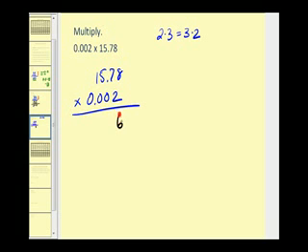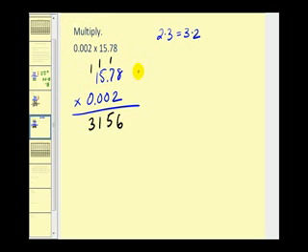8 times 2 would be 16. We carry the 1. 2 times 7 is 14 plus 1, 15. Carry the 1. 2 times 5, that's 10 plus 1. That's 11. Carry the 1. And finally 2 times 1 would be 2 plus 1. That'd be 3.